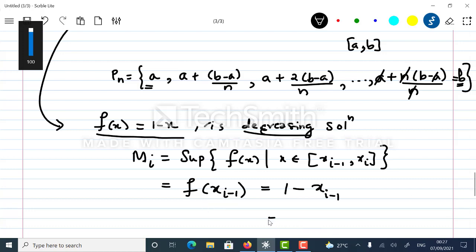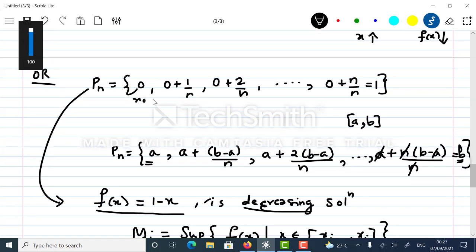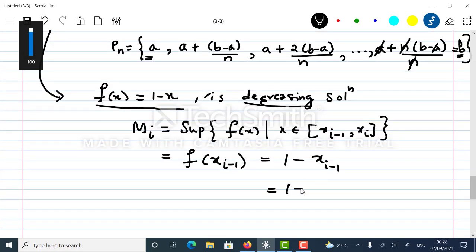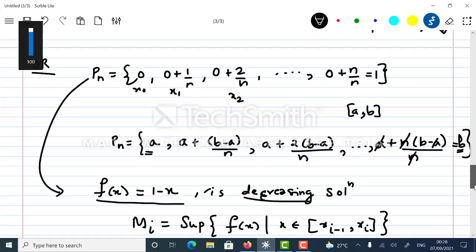And now what is xi minus 1? One needs to understand that this is x0, this is x1, x1 is 1 by n, x2 is 2 by n, x3 is 3 by n, xn is n by n. So xi minus 1 will be i minus 1 upon n, so 1 minus xi minus 1 is 1 minus i minus 1 upon n. X1 is 1 by n, x2 is 2 by n. Yeah, that's true.